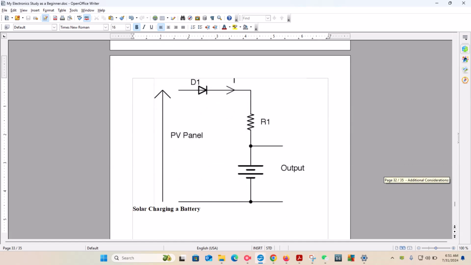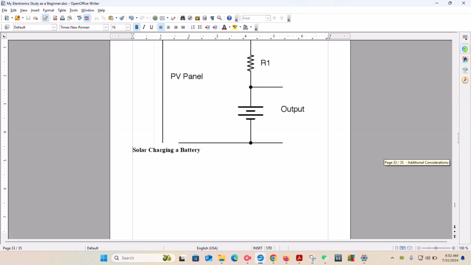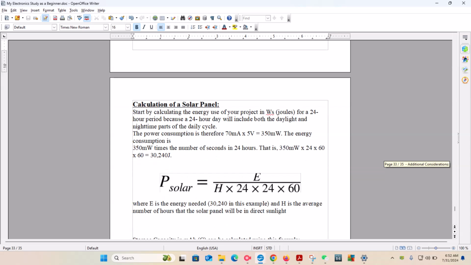So as you can see, it comes in, and the voltage comes in through the current. The current is directed, goes to resistance, has an output, and that is the basic flow.